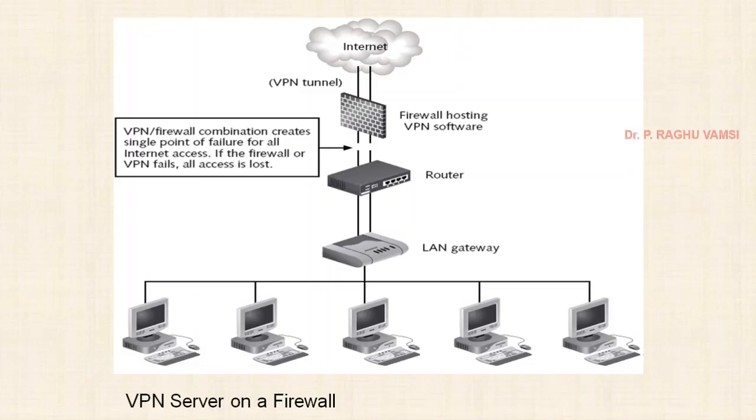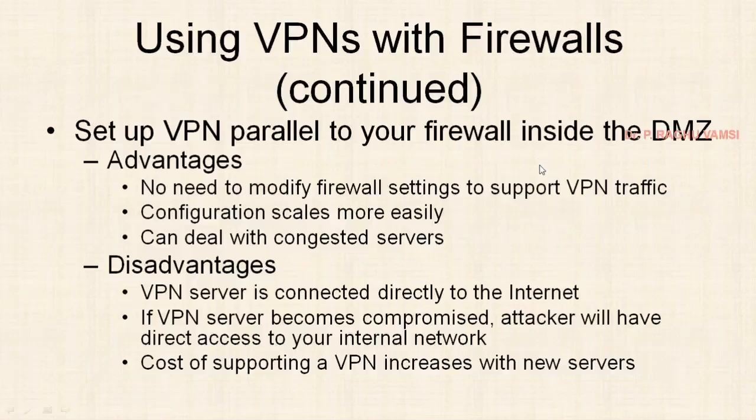So here is the example: VPN server on a firewall. Here the internet and firewall will be placed. The VPN and firewall combination creates a single point of failure for all internet access. If something goes wrong here, you will not get any internet connectivity. So this is the disadvantage.